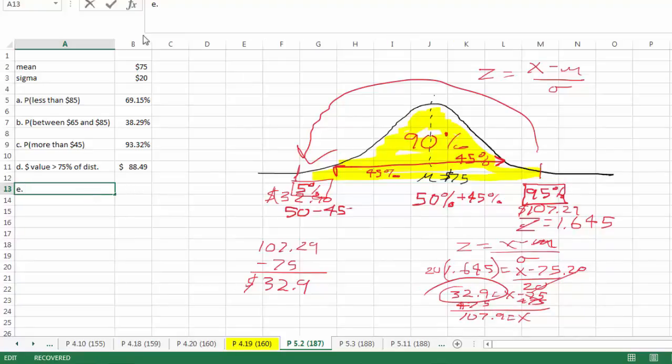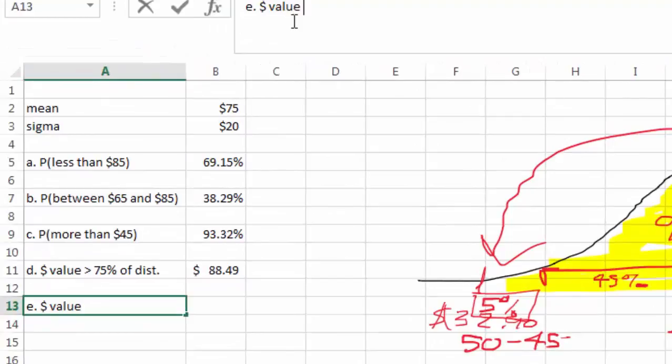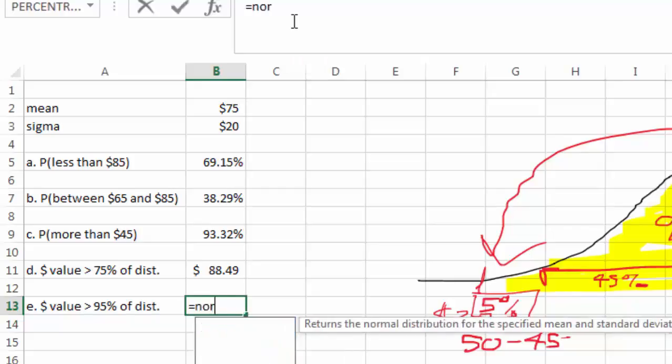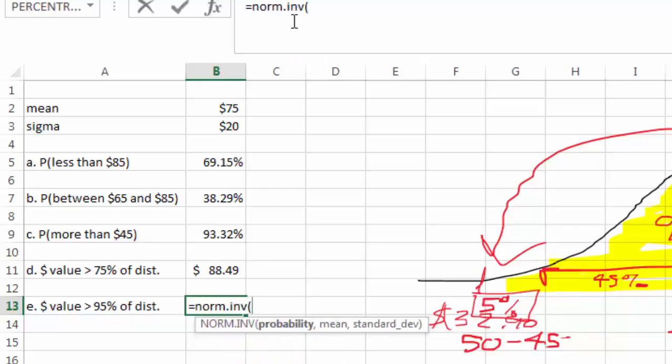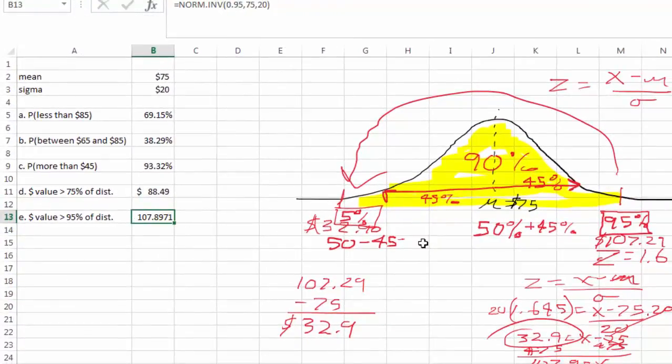Well, I could do a couple things. Like I said, first off, I think the easiest way would be to say, what is the dollar value that's greater than 95% of the distribution? And that's just going to be a norm dot inverse 0.95, mean 75, standard deviation 20. 107.9. I wrote this down over here wrong. Well, not 107.29, 107.90. There we go. And sure enough, that's what Excel calculated. That's just my boundary in my right tail.